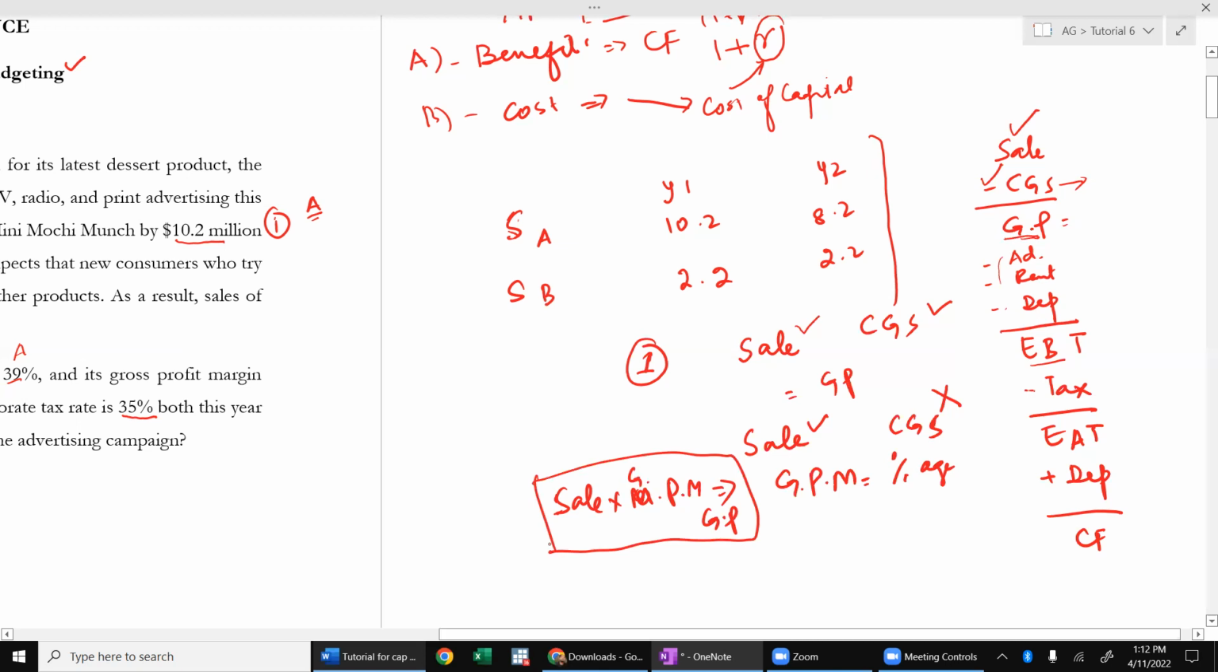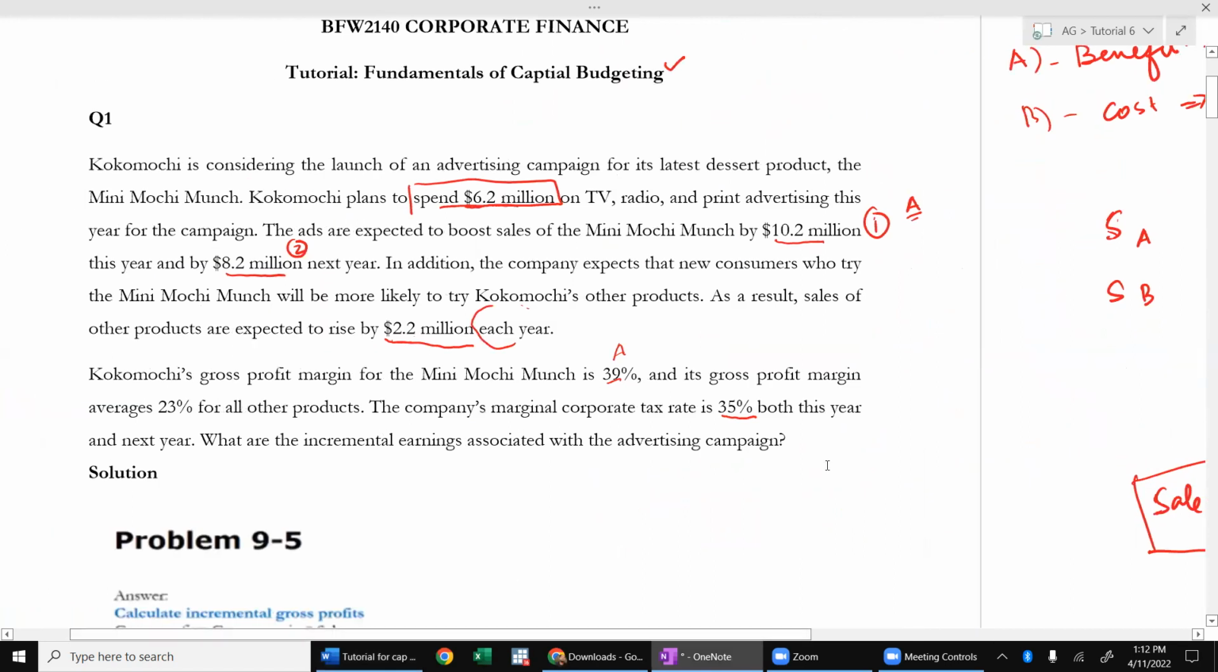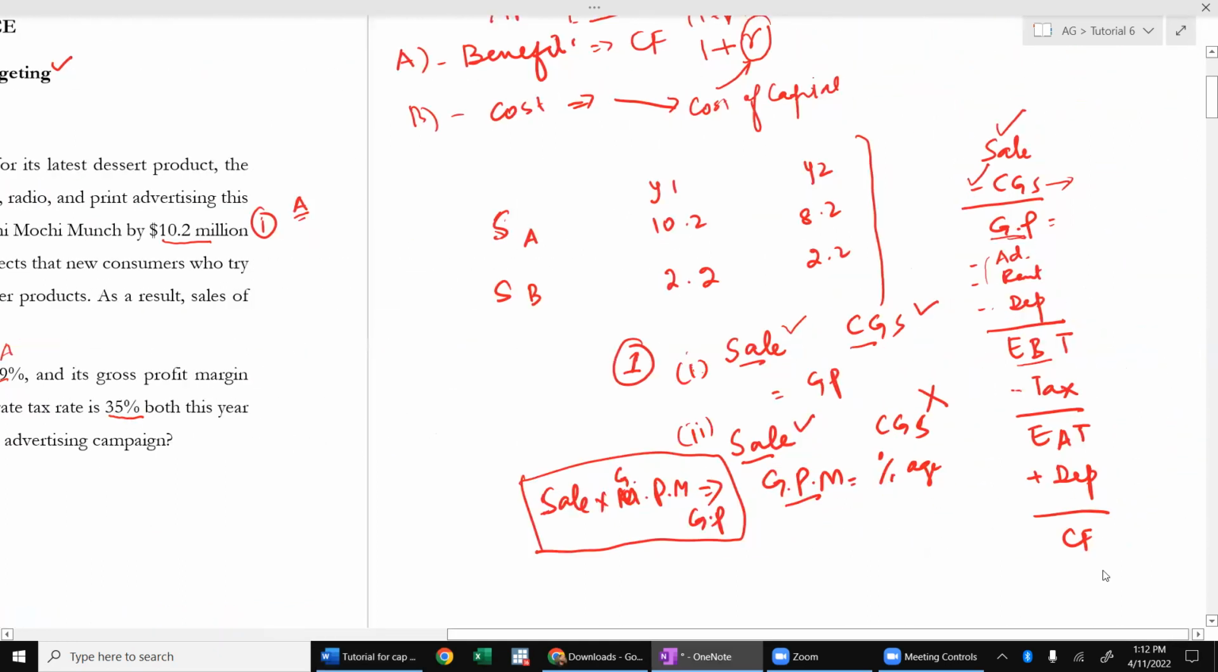So may I ask you, in this question, are you given the information on sales and CGS both, or sales and gross profit margin? Point number 1 or point number 2. Which information is given in this question, students? Number 2, sir. Number 2, very good. So it means that in this question, we have to reach gross profit. The question will either give you both pieces of information, sales and CGS, or it will give you gross profit margin. Gross profit margin information is given, so this situation applies. This is situation number 1.